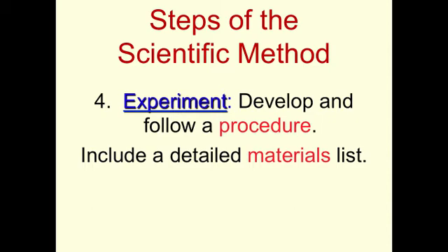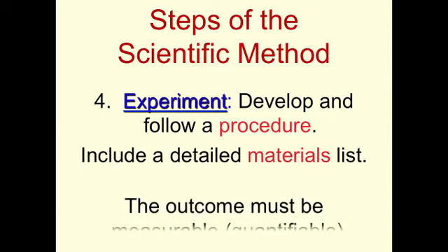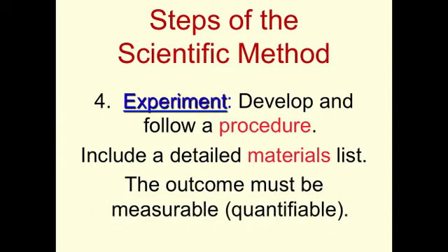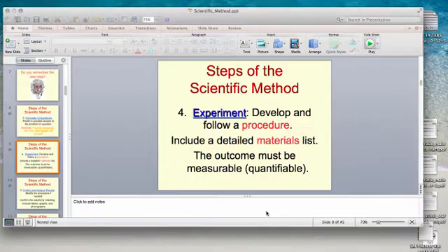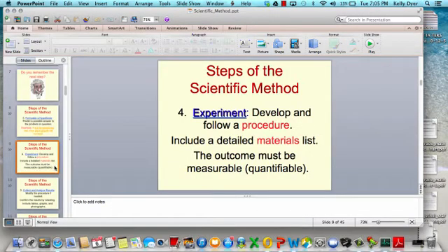Within that, you need to include a detailed materials list. And when you decide on your experiment, you need to make sure your outcome is measurable. So it has to be some kind of data you can collect from your experiment. The word for that is quantifiable. Okay, so we're only going to look at step 4 of the scientific method tonight.